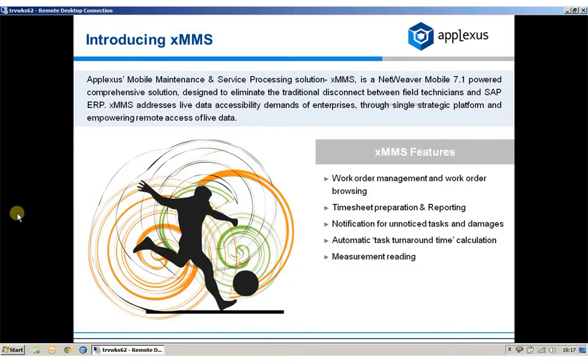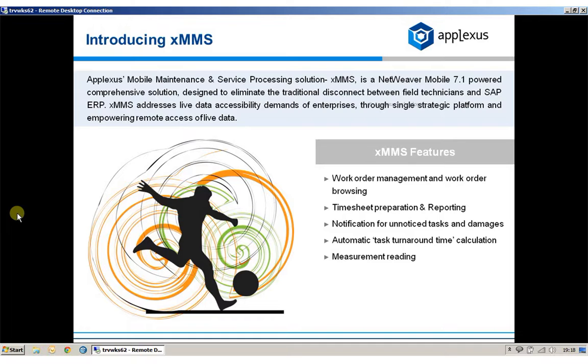Coming to the next slide, which discusses the introduction to xMMS. xMMS is the Applexus product for mobile maintenance and service processing solution. Talking about the technical aspects, it is a NetWeaver Mobile software developed in version 7.1, designed to eliminate the traditional disconnect between the field technicians and SAP ERP. xMMS is used to meet the live data accessibility demands of enterprises through a single strategic platform, empowering remote access of live data.